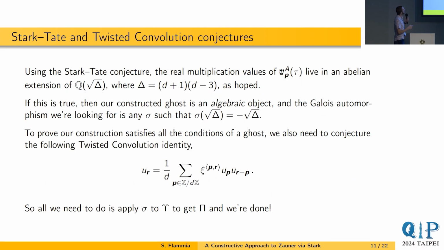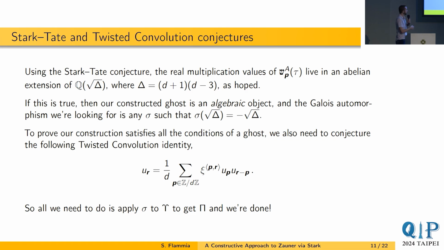Okay, so using the Stark-Tate conjecture and properties of this function, we can argue that this thing lives conjecturally in an abelian extension over this field here, which is what we sort of hoped for from our insights. So if this is true, then our constructed ghost is an algebraic object, and therefore it makes sense for me to apply this Galois automorphism to flip this sign. So in order to prove that our construction satisfies all the conditions of a ghost, we also need to conjecture this twisted convolution identity. This is a convolution together with this, a symplectic inner product here. This is a special function identity.